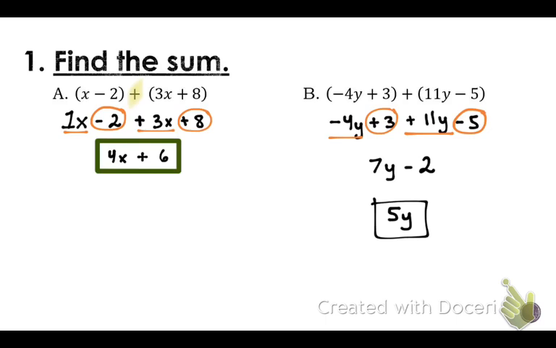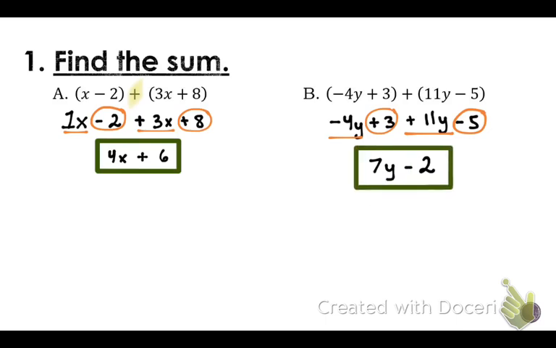No, they are not like terms, which means you cannot combine 7y and negative 2. No matter how much Abigail and Reagan like each other, they're not in the same family, okay? These guys, no matter how much they want to be, they're not in the same family, so you cannot combine them and try to make them in the same family.